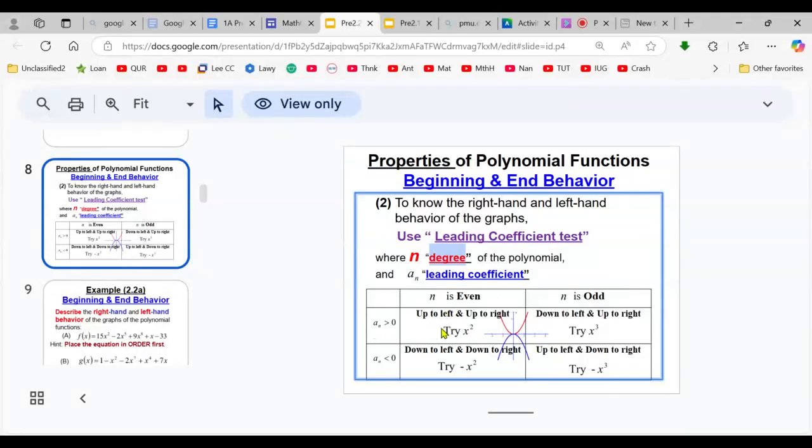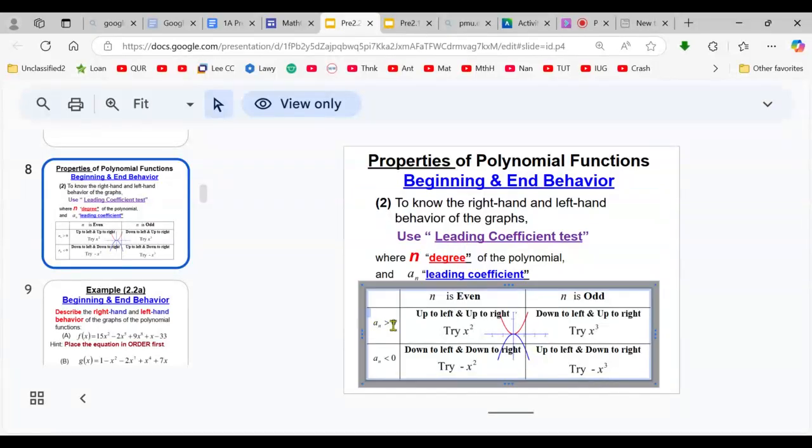So here, a is greater than 0. Then it's going to be up to the left, up to the right. That's when a is greater than 0 and n is even. What does even mean? The power is even, like x squared, x to the power 4. What if it's odd? Down to the left, up to the right. I'm going to test you.